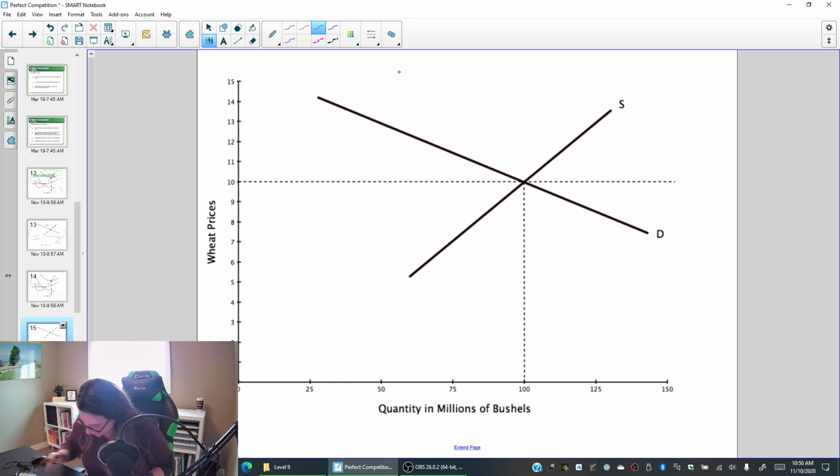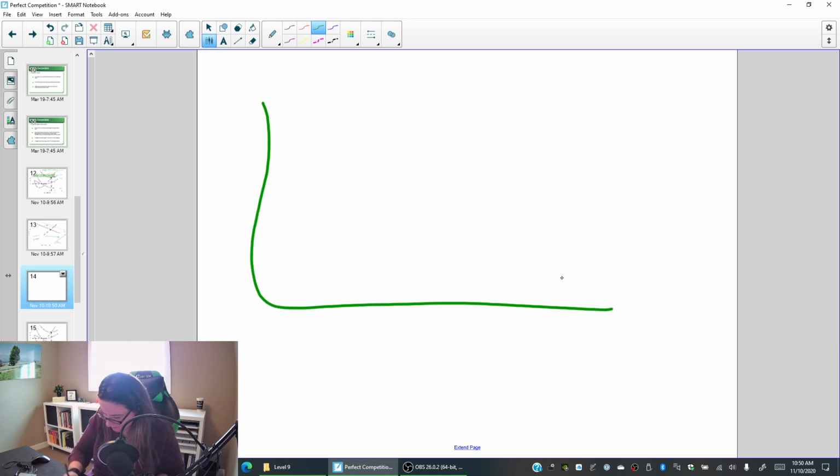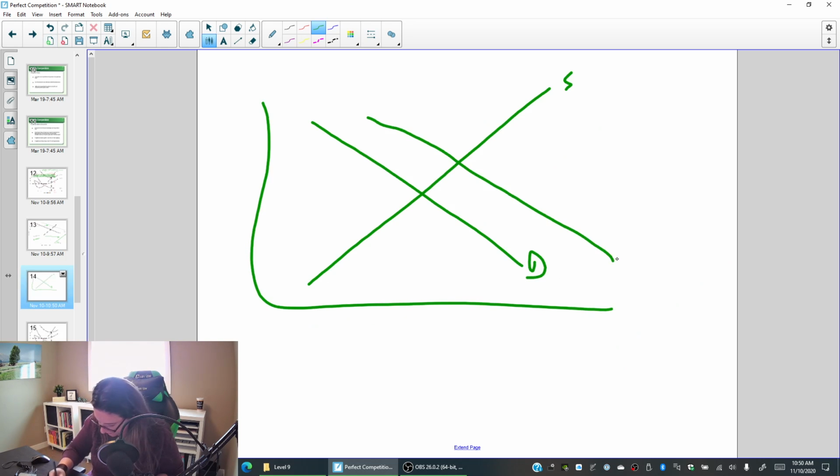to put this bit more on my graph. So think about a big increase in supply, and hopefully on your graph you can draw it, but we see a much lower price. Maybe I'll just create a new one here. Demand, supply, increase in demand, big increase in supply.